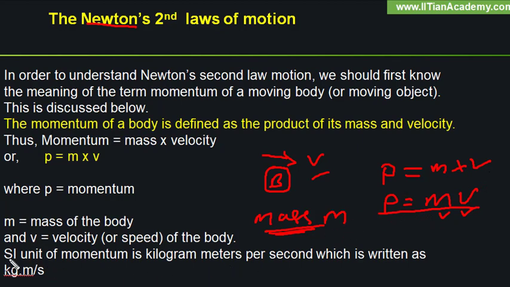Now this is also important. The SI unit of momentum is kilogram meter per second. How? The unit of mass is kg, and the unit of velocity is meter per second. So the unit of momentum is kg into meter per second.